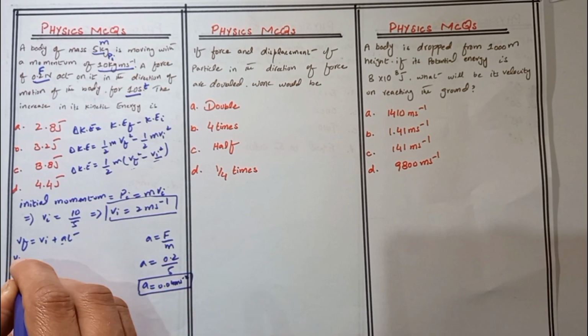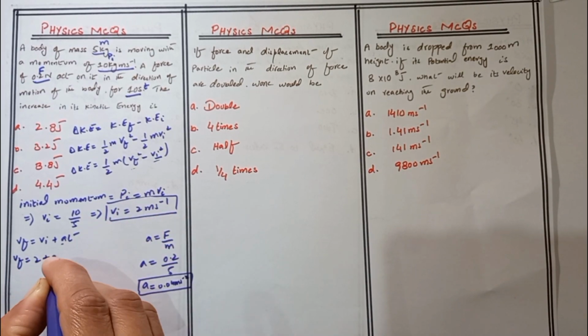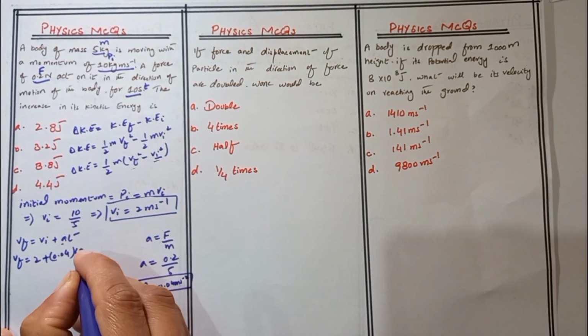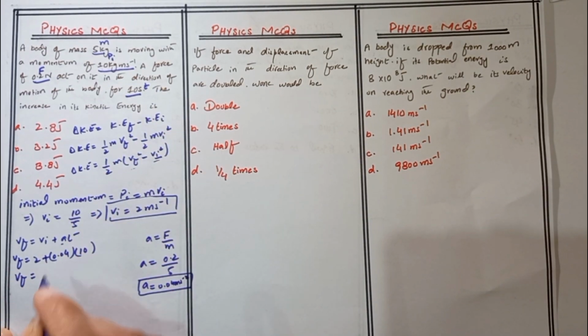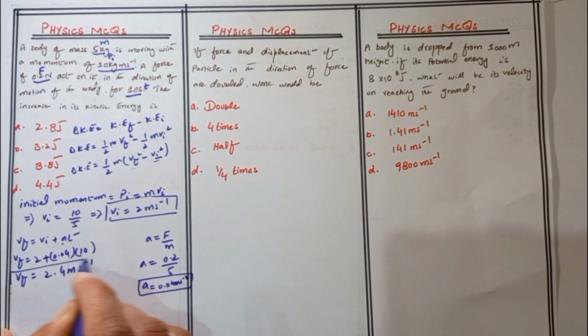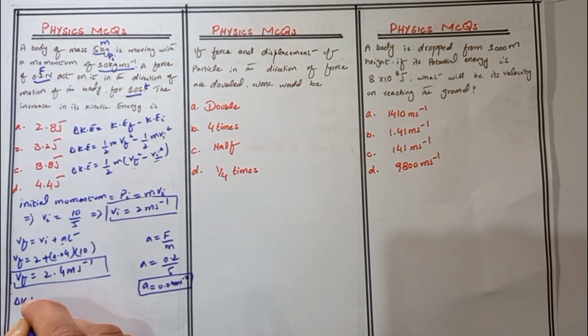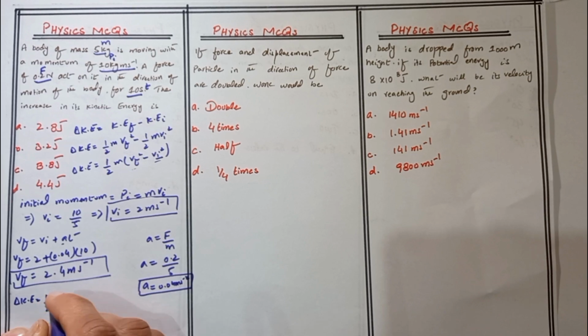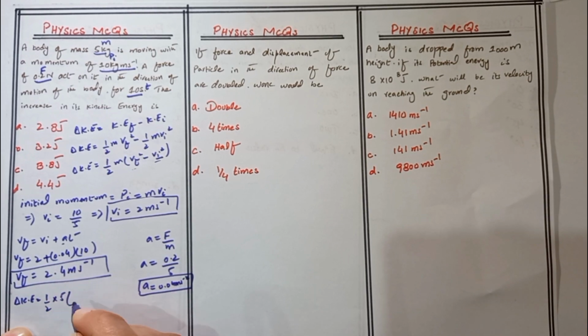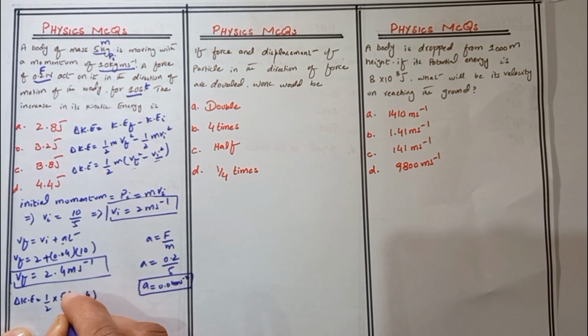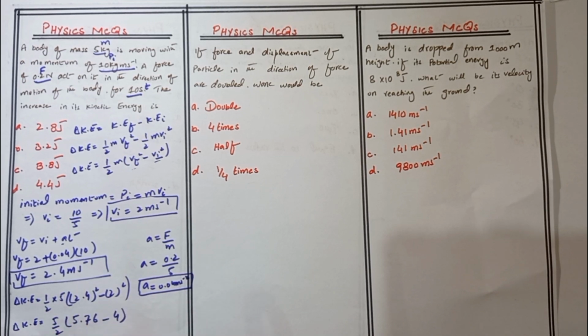Put in this formula vi, that is 2, plus a, that is 0.04, times time, that is given 10 seconds. So vf is equal to 2.4 meter per second. Put vf and vi in this formula, so we can find the change in kinetic energy. Half mass, that is given 5, times vf, that is 2.4, whole square minus vi, that is 2 square. So change in kinetic energy is equal to 5 over 2 times 5.76, 2.4 whole square, minus 4.